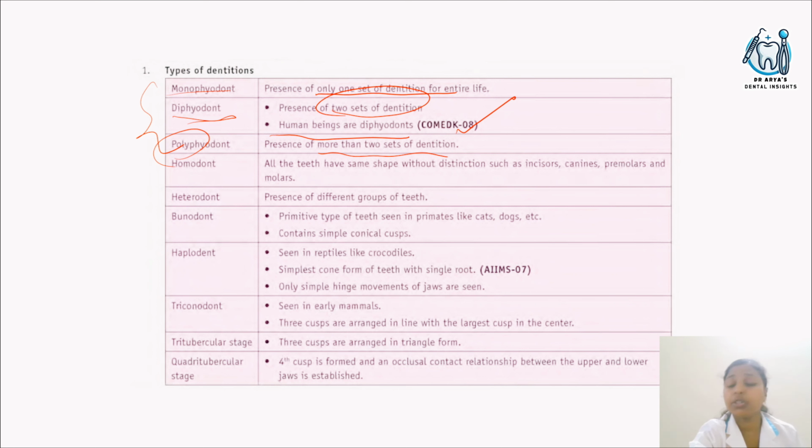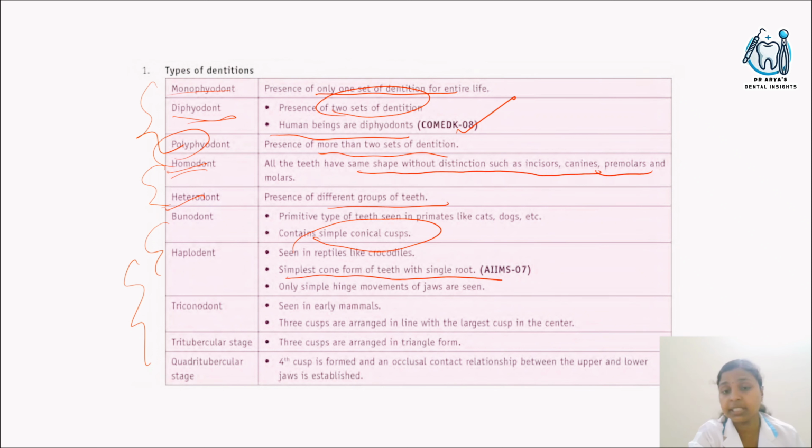Then what is homodont or heterodont? Homo means same. So all the teeth have same shape without distinction such as incisors, canines, premolars, and molars. And hetero means different groups of teeth. Then next is the bunodont. What is bunodont? It is primitive type of teeth seen in primates like cats, dogs, etc. And here it contains simple conical cusp. Then next is haplodont, triconodont, tritubercular and quadritubercular stage. What is haplodont? Here this is the simplest form of teeth with single root.